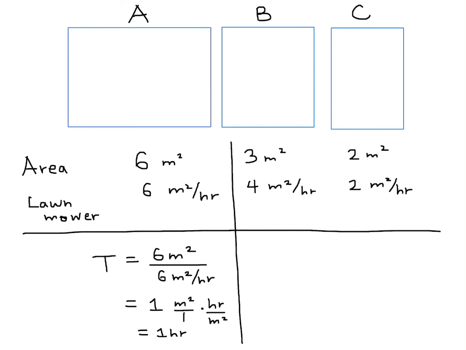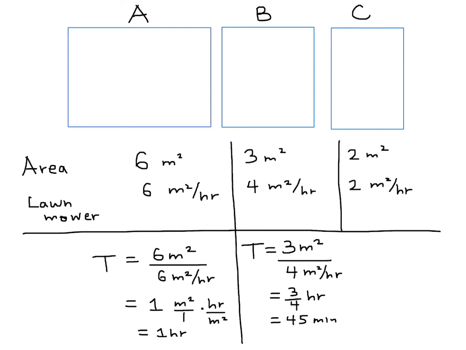Let's turn our attention to Beth. Her time, she has 3 meters squared, and these are very small lawns, but that's okay, it doesn't matter, as long as we follow the question stem and its information. So her speed is 4 meters squared per hour, and therefore this is 3 over 4 hours. So it's about 45 minutes.